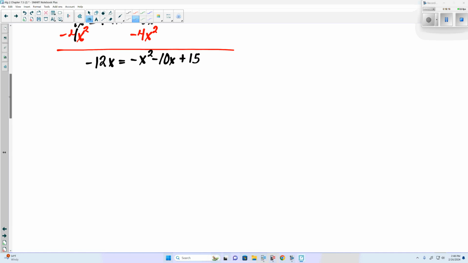Because we can subtract the 4x squared, which will make our x squared term negative x squared. Then we can add 12x, telling us that 0 is equal to negative x squared plus 2x plus 15.